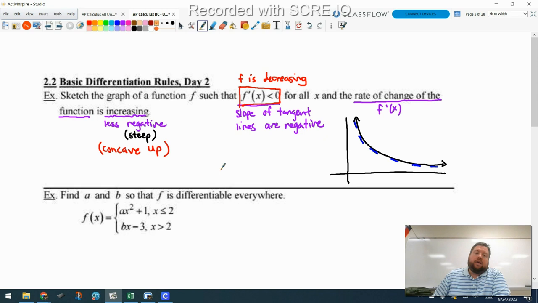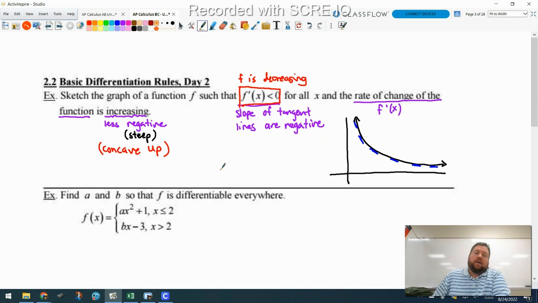So we multiply by the exponent. So we get 2ax to the 2 minus 1. So to the first power. So that's it. And then the plus 1, if we take the derivative, is 0. And so that is true when x is less than or equal to 2. And then they take the derivative here, and the derivative of bx is just b. Derivative of negative 3 is 0. And so that is true when x is greater than 2.